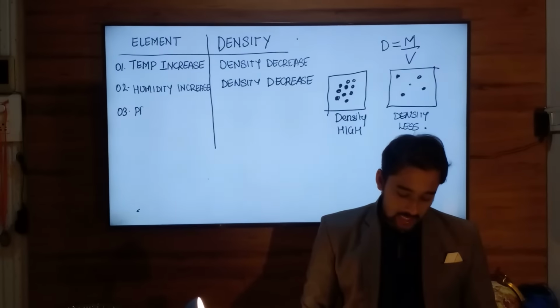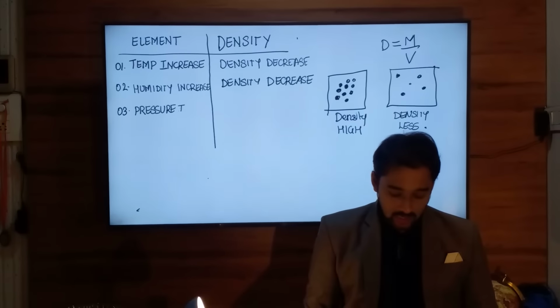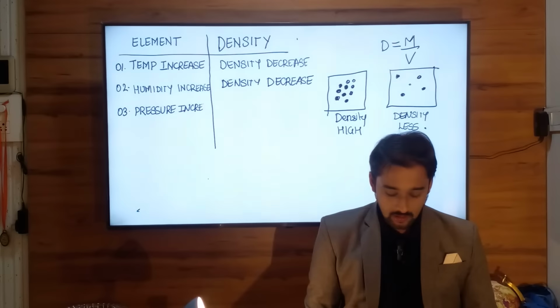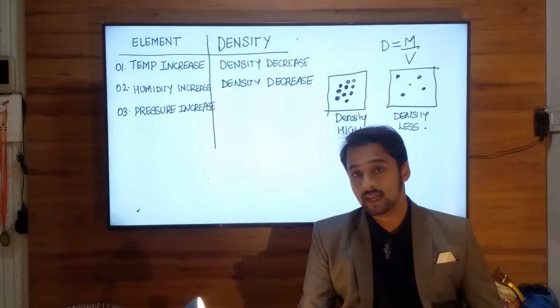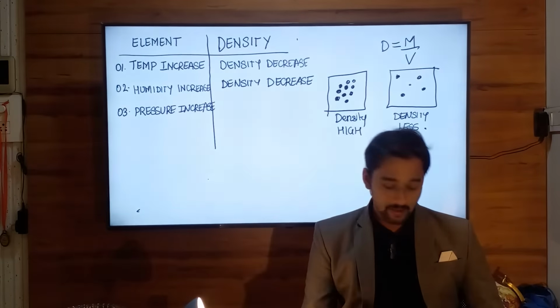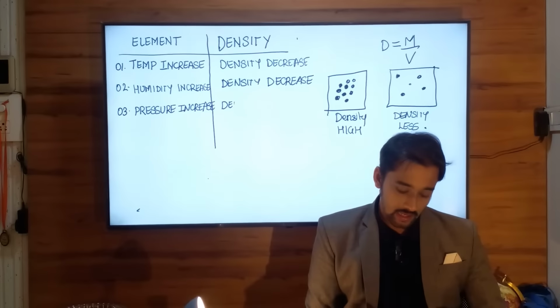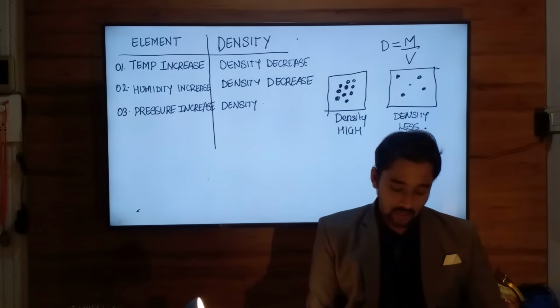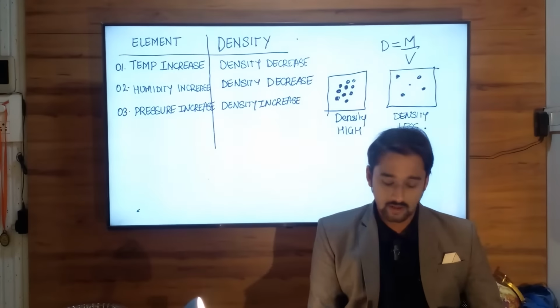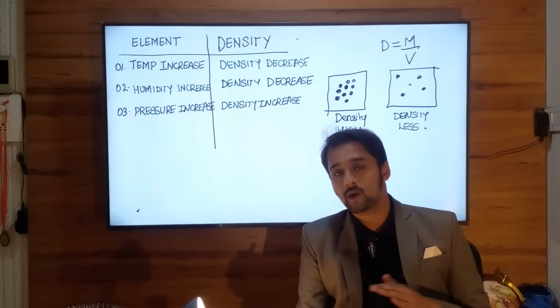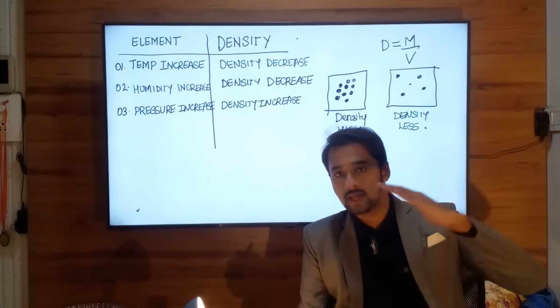When atmospheric pressure increases, what happens? Your density increases. So at mean sea level, we have maximum atmospheric pressure. Okay, not maximum, but according to ISA, we start from mean sea level.